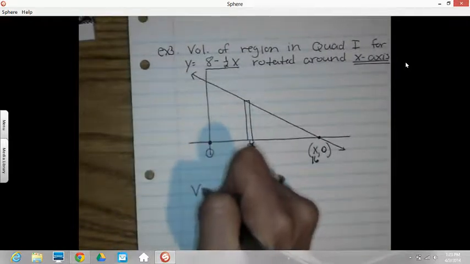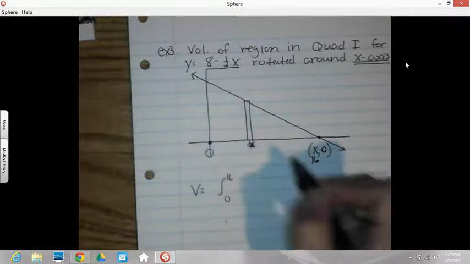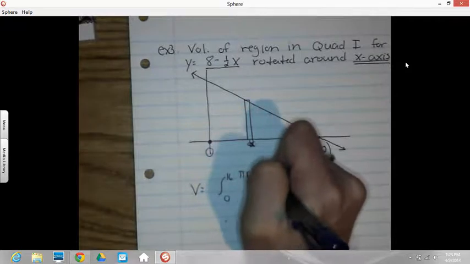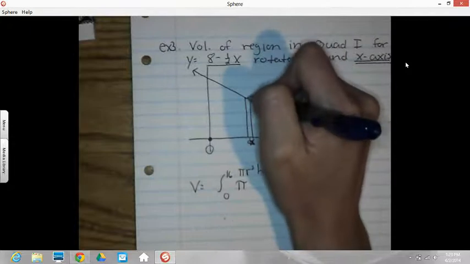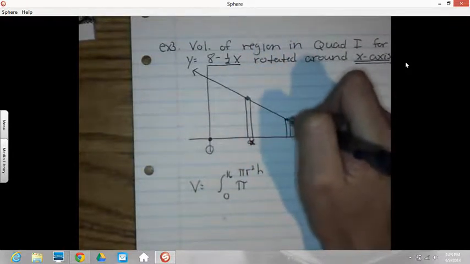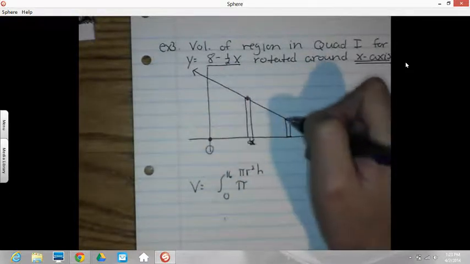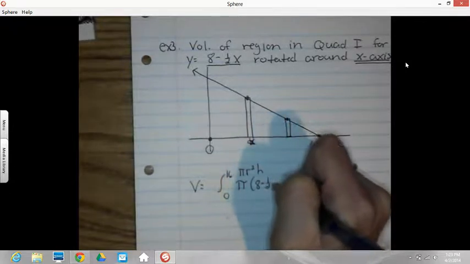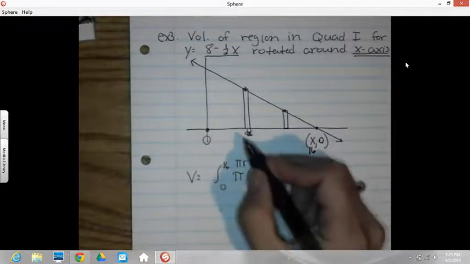So the volume then will be the integral from 0 to 16. This is going to be a cylinder shape. That formula is pi r squared h, so it's pi. The radius of each cylinder is determined by this equation, because it's minus 0, because that's 0 down there, that horizontal line. So that's 8 minus 1/2 x. I've got to square that radius, and the height is dx.